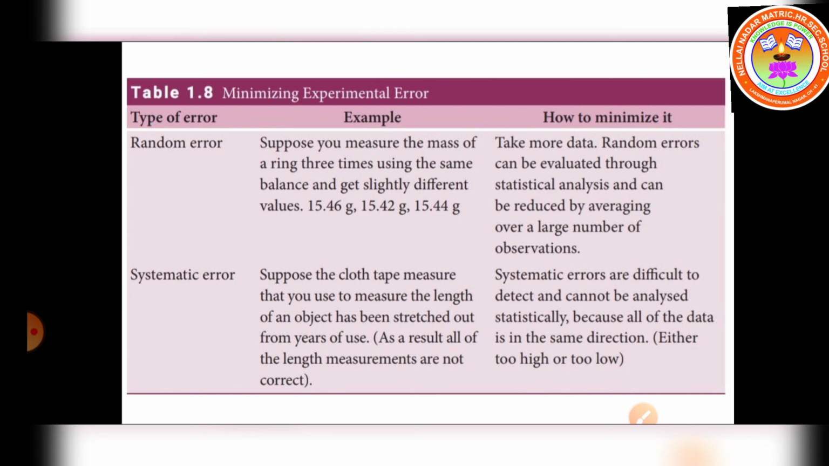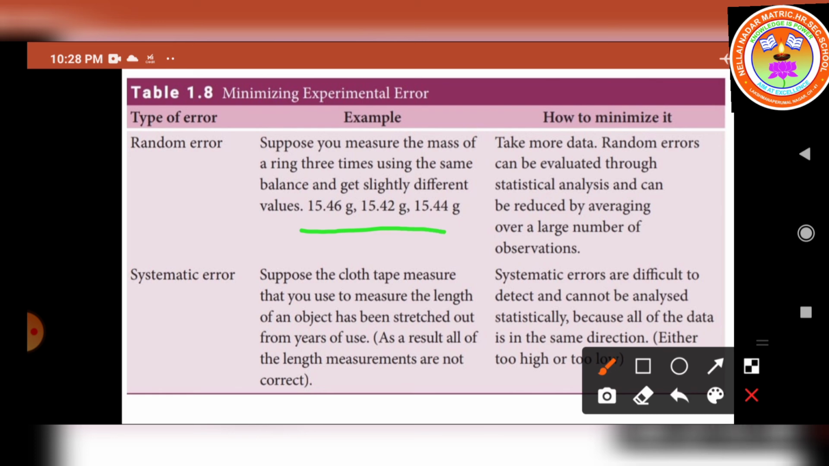See for example, random error. Suppose you measure the mass of a ring 3 times using the same balance and get slightly different values. That is 15.46 gram, 15.42 gram and 15.44 gram. So how to minimize it? Take more data, and random errors can be evaluated through statistical analysis and can be reduced by averaging over a large number of the observations. So how we can minimize the random errors? Take more data and afterwards take the average value. So we can minimize the random errors.